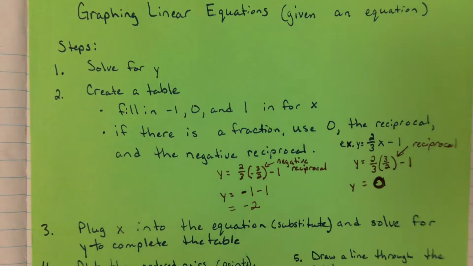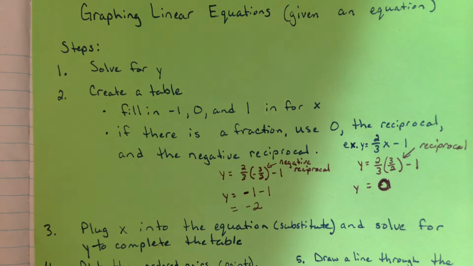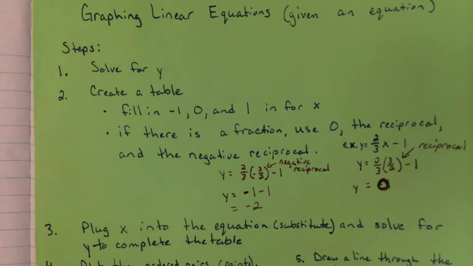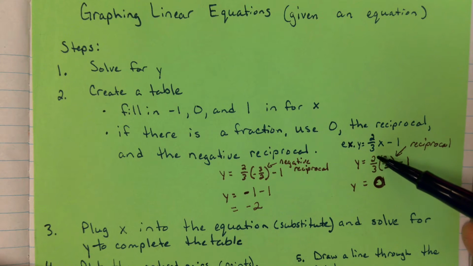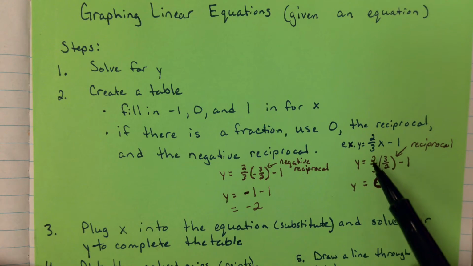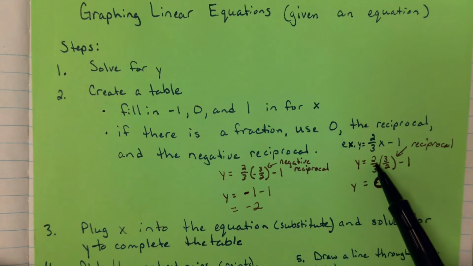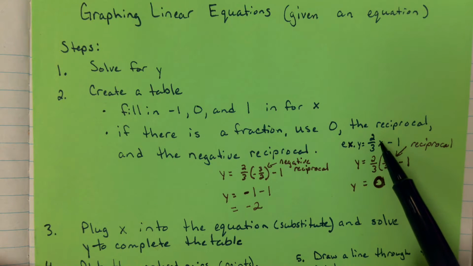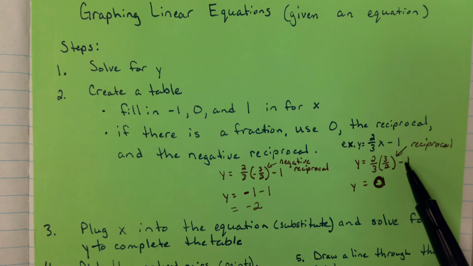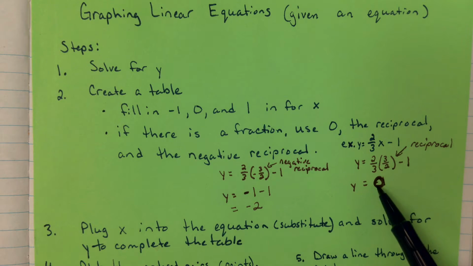So on this one here, my fraction was 2/3. So the reciprocal, that just means flip it. So I took my 2/3 and my new x value became 3/2. We just flipped it. Once I do that, 2/3 times 3/2 is equal to 1. So that's how we're using our reciprocal for those. And then 1 minus 1 is 0.